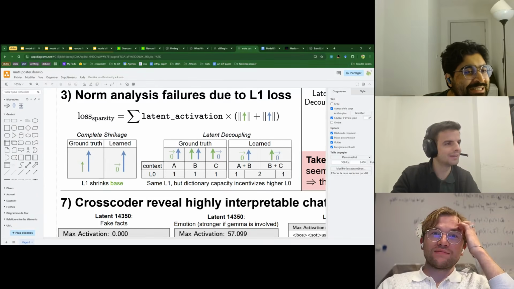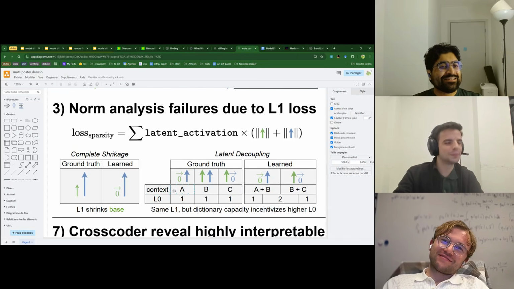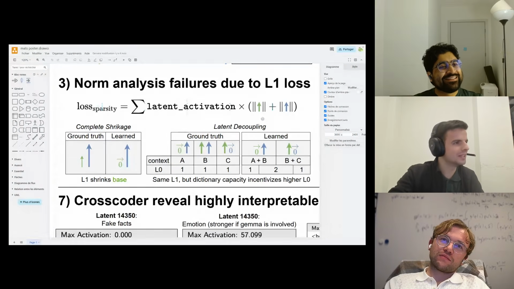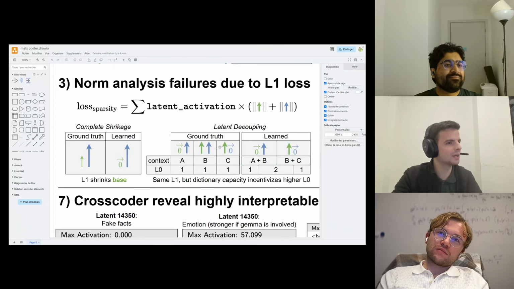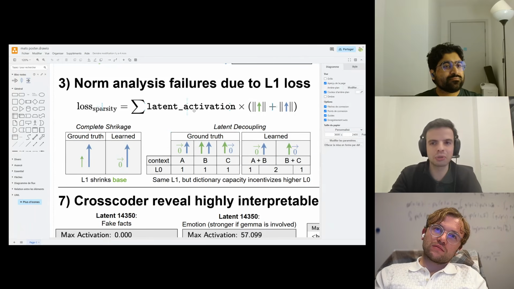Such a crowded poster. Yeah, I know. So yeah, so here, we identify kind of two things. So first, let's talk about how the crosscoder is trained.